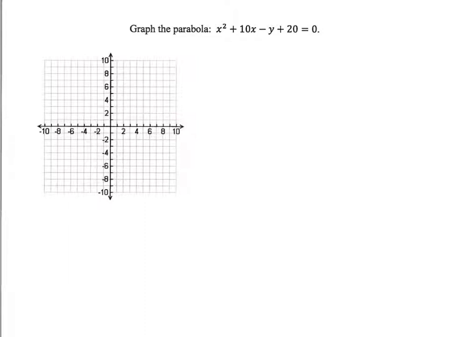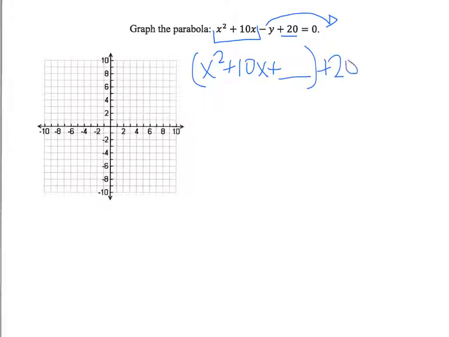I need to change the form, moving y over to the other side, putting x's together to make a perfect square trinomial, and remembering to balance the equation over here with the constant. So I rewrite it, x squared plus 10x plus this blank, make a perfect square trinomial. And I still have plus a 20, and I have to remember to subtract the number that makes the perfect square trinomial here. Whatever I add in, I have to subtract this time because I'm on the same side of the equation. And then this is going to be equal to y because I had to move over that y to the other side.